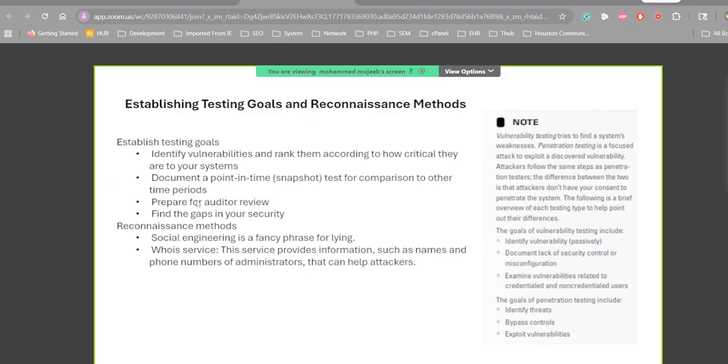And prepare for audit reviews. Always you have to be prepared. Finding the gaps in your security. That's the most important goal of your security engineering team, is to find the gaps in your systems.